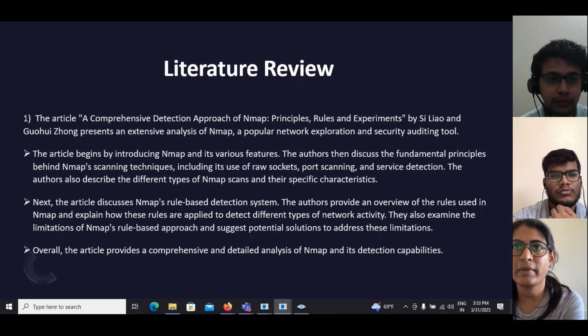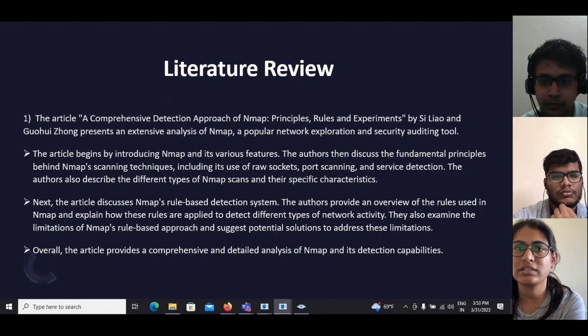The experiments include testing Network Mapper against various types of network traffic, such as normal traffic, stealthy traffic, and traffic with decoys. The authors analyze the results of these experiments and discuss their implications for using Network Mapper in real-world security scenarios. Overall, the article provides a comprehensive and detailed analysis of Network Mapper and its detection capabilities.